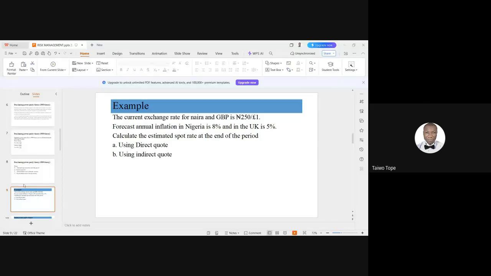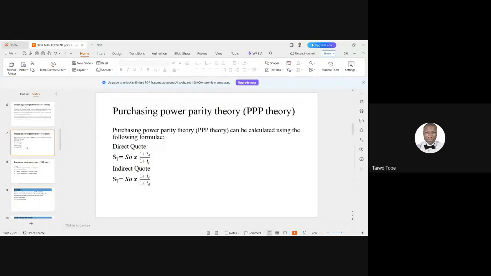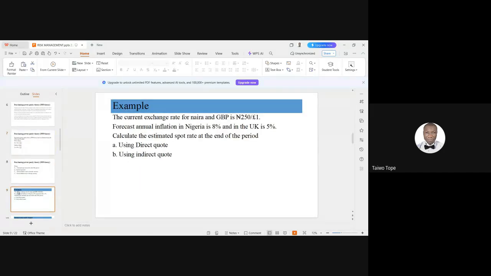Now, we'll still look at indirect later. Coming down to the question that we should solve using direct quotation, how are we going to go about it? Using this formula. The estimated rate is what? From the question, your current spot rate will be 250.